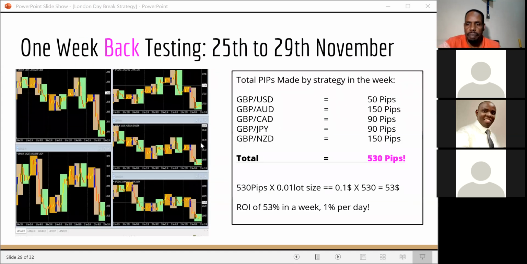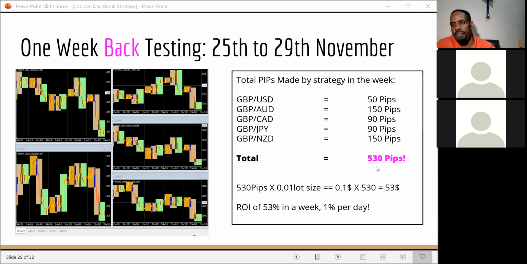Okay, so how many pips did we achieve then? We can count them up. For pound, we did 50. For AUD, we did 150. For CAD, we did 90. For Japanese yen, we did 90. For NZD, we did 150. Total 530 pips. Guys, if that does not excite you, I don't know what else can excite you. But anyway, as we normally say, past performance has nothing to do with future performance.